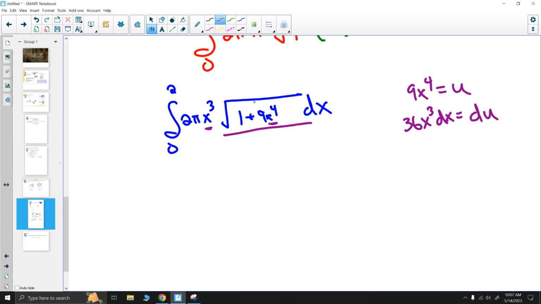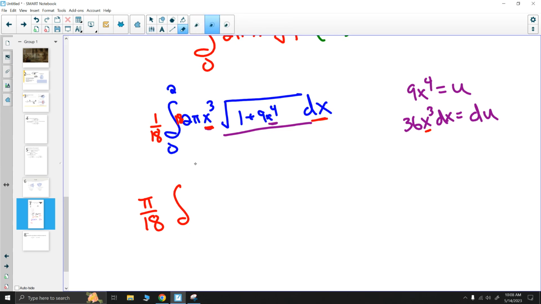And now all we have to do is create, we have an x cubed here, we have a dx. We just need a 36. Well, we have a 2, so what we'd need is an 18. And so that would be a 1/18th outside. While I'm doing that, I'm pulling this pi out since I don't really need it anymore. Pi over 18 times the integral from 0 to 2, but the problem is we've changed it.